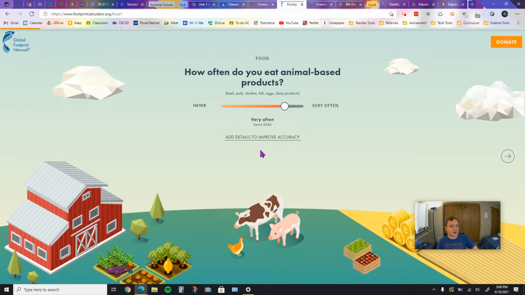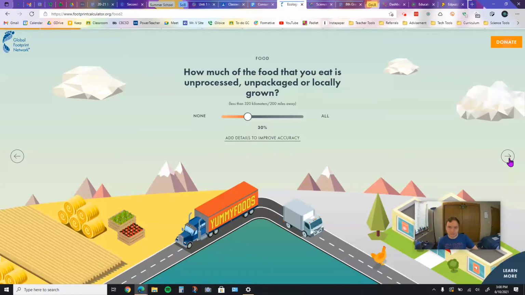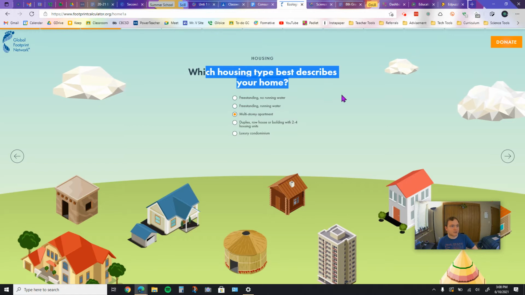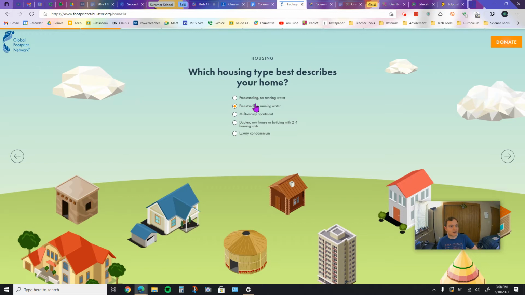Now, what I always tell students is do this the best that you can. Take it seriously as well. But it might ask you questions that are hard to answer. Like, what type of housing do you live in? I would think most of you, like 99%, live in a freestanding house with running water. That'd be like the house on the corner, doesn't connect to others. And I think most of us have running water.